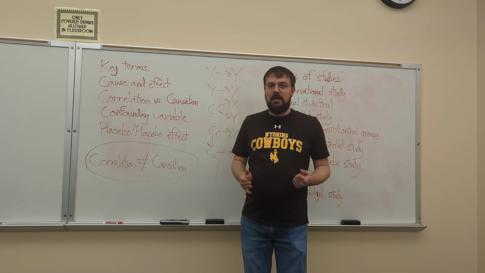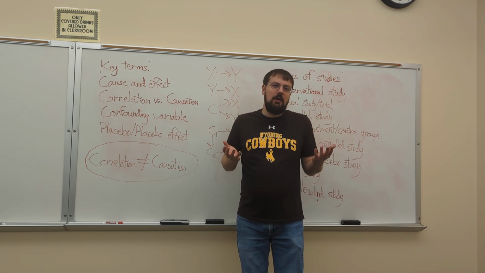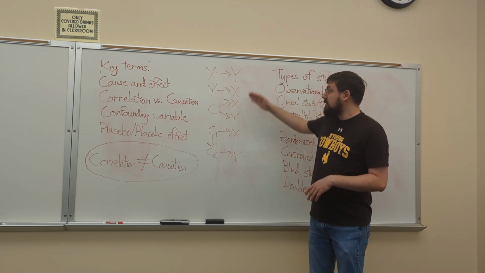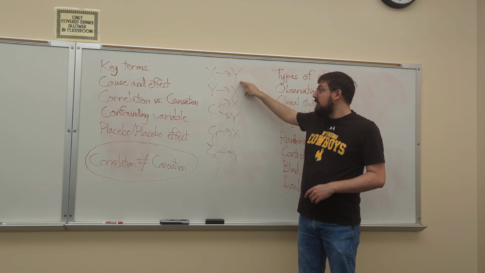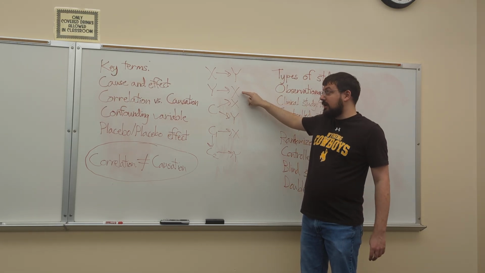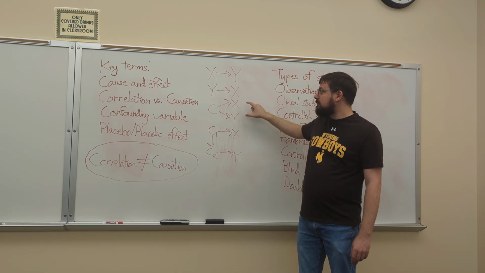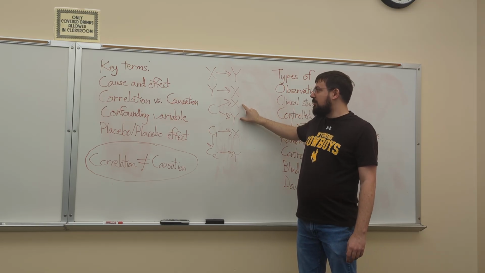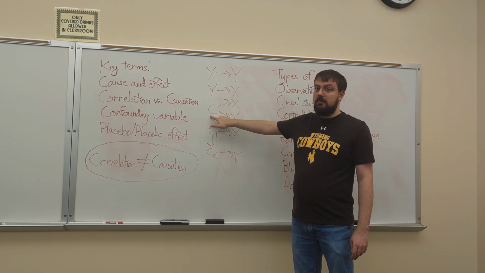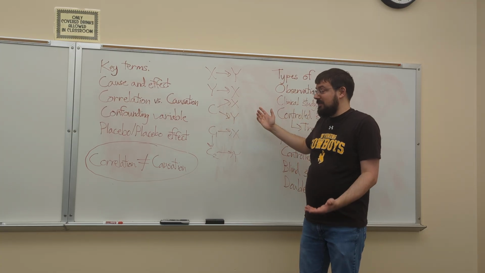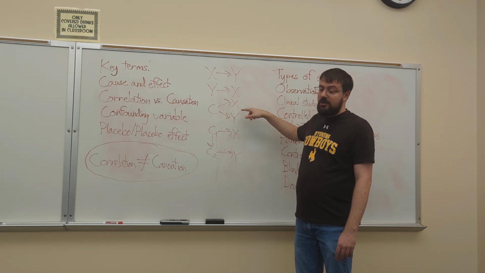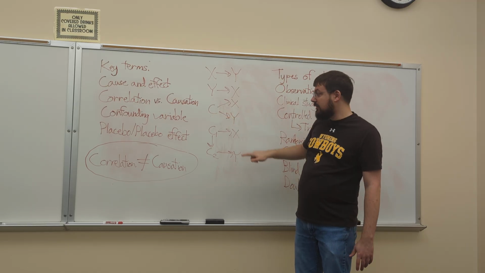If we have a correlation between two variables, say between X and Y, that could mean one of many things. So it could mean that X causes Y. It could also mean that Y causes X. Or it could mean that X and Y are both caused by some other thing, which we could call C. X and Y are not necessarily causing each other, but C is causing both of them.